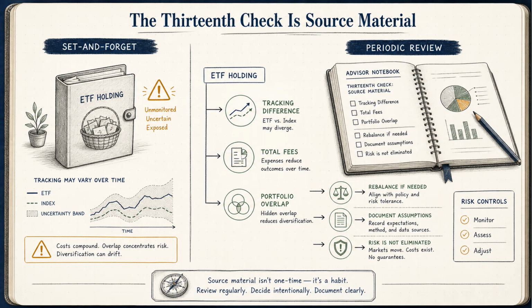The 13th check is source material. A proper ETF review uses fund documents, fact sheets, holdings files, index methodology, fee disclosures, exchange data, and broker information. Social posts, recent performance tables, and fund rankings are not enough. ETFs are relatively transparent vehicles, and investors should use that transparency rather than memorizing only the ticker symbol.